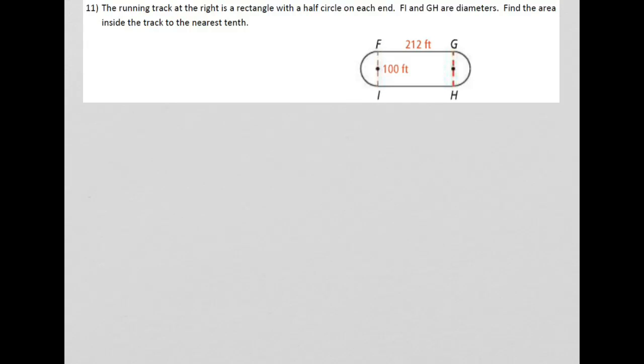Problemo finalmente, last problem for us to do. Hooray. The running track at the right is a rectangle with a half circle on each end. FI and GH, which are line segments, are also diameters of those little semicircles. And we want to find the area inside the track to the nearest tenth. So, I'm actually going to find it to the nearest thousandth because that's what I want you to get in the habit of doing.